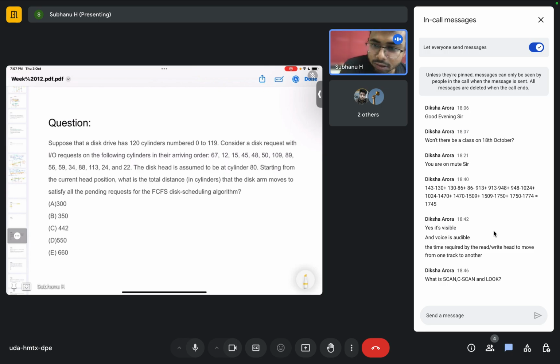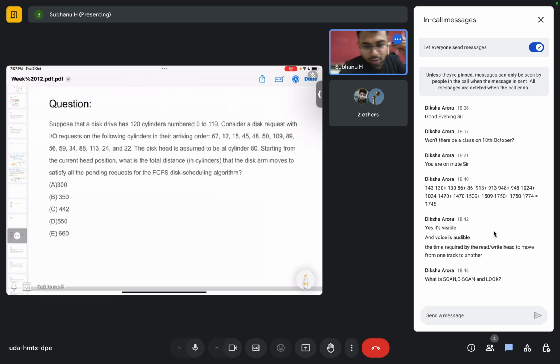So are you trying the question? Can you tell me how you will start? We have to draw the lines first. How many lines will you be drawing? So we have 120 cylinders. So we have one, two, three, four, five, six, seven, eight, 9, 10, 11, 12, 13, 14, 15, then 16.